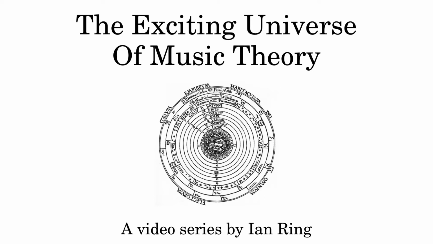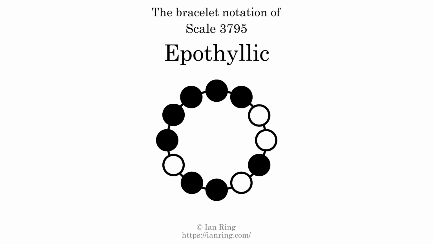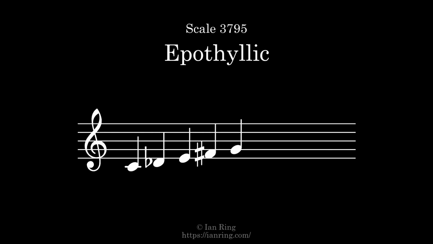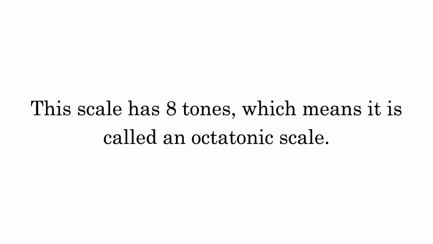Then let's begin. Today we will talk about Scale 3795, Epothyllic, which sounds like this. This scale has 8 tones, which means it is called an octatonic scale.